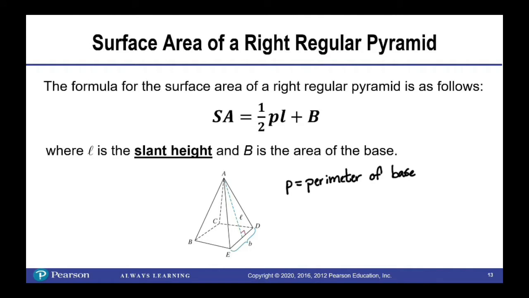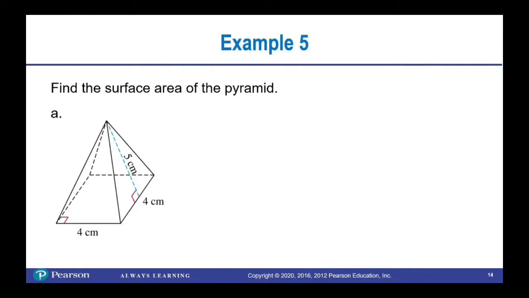Now let's think about L. When we talk about slant height, the slant height goes down the side of the pyramid. The height goes from the vertex perpendicular to the base of the pyramid. But the slant height goes down the side of the pyramid and is perpendicular to one of the sides of the base. So let's find the surface area of our pyramid.